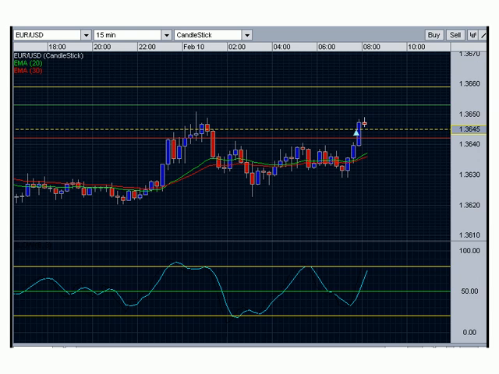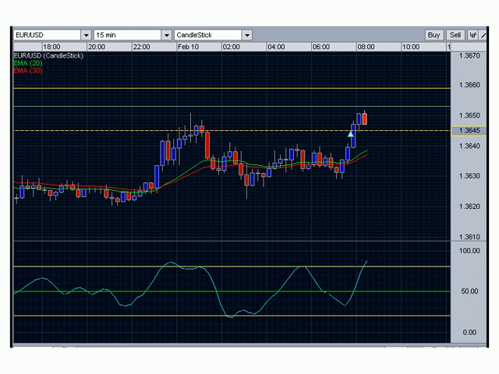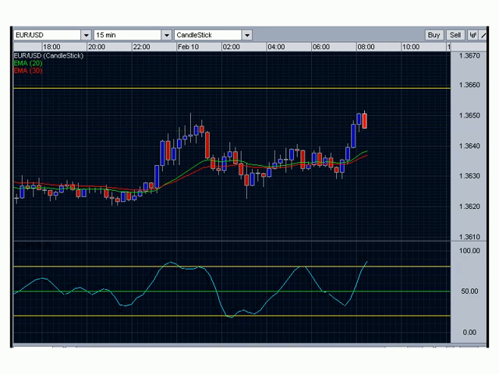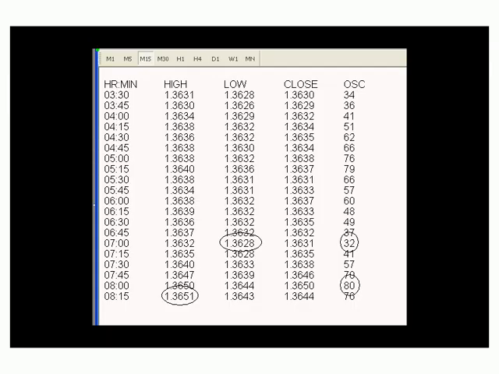What you have to be careful about is tightening up your stops at the first sign of any weakness. Right here I've moved my stop up to the break-even point. Now that everything's closed out, let's try it in the opposite direction.